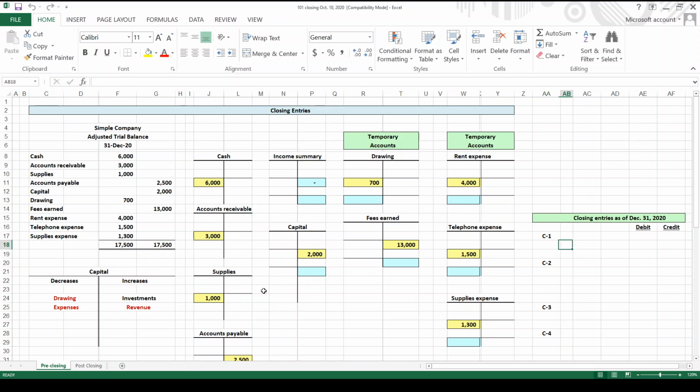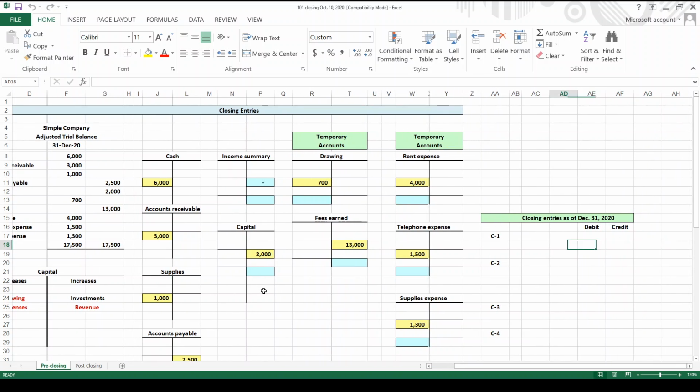So I'm going to come over here. This is going to be C1. It's my first closing entry. I want to debit the revenue account, fees earned. And what does that do? Well, that reduces the account balance, yeah? And the balance is $13,000, so that's what I'll use for my debit.